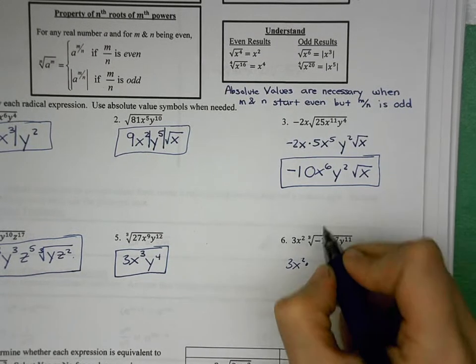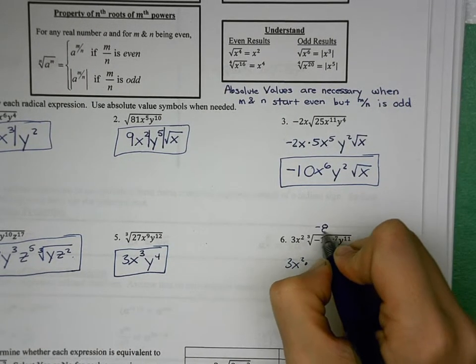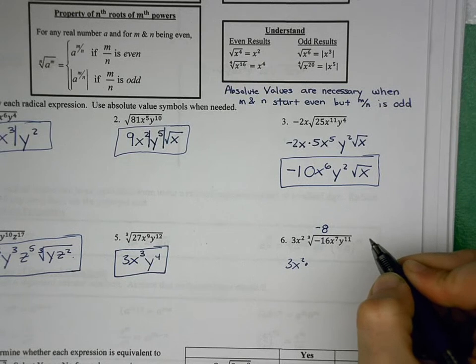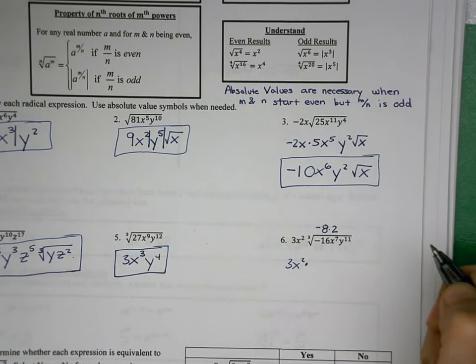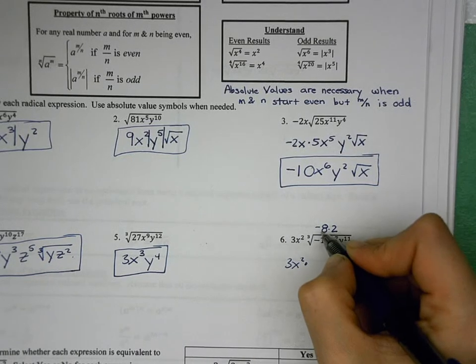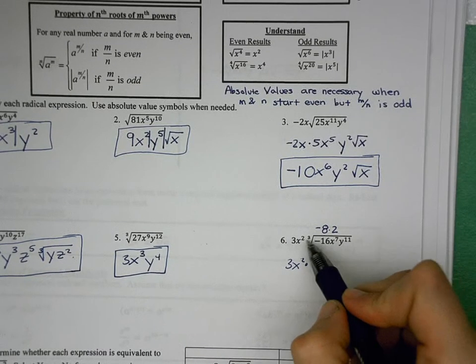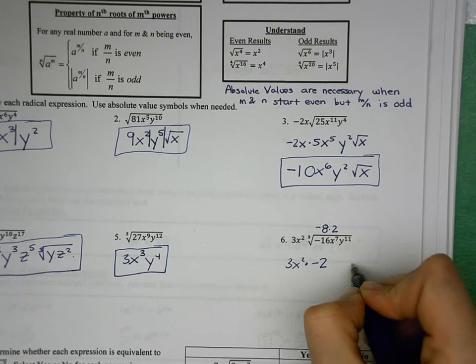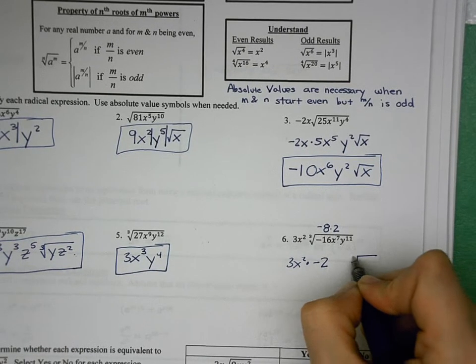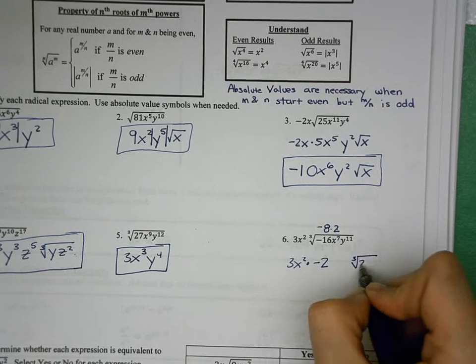Let me go ahead and show that, right? If we did negative 2 cubed, that would be negative 8, which would leave me with a 2 left over. If I were to rewrite that negative 16, it would be negative 8 and 2. And the cube root of negative 8 is negative 2, with, like I said, a 2 left over inside.